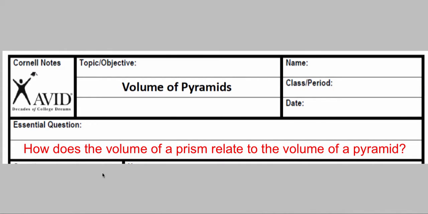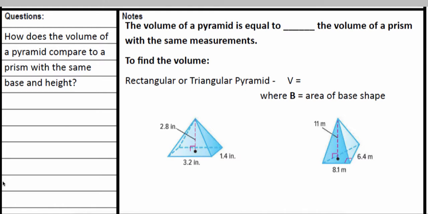Now that we've done volume of prisms, we're going to take that and use it to help us find the volume of a pyramid. So our essential question is, how does the volume of a prism relate to the volume of a pyramid? If you were with us in class, you got to see how those two related to each other. But it basically comes down to this.